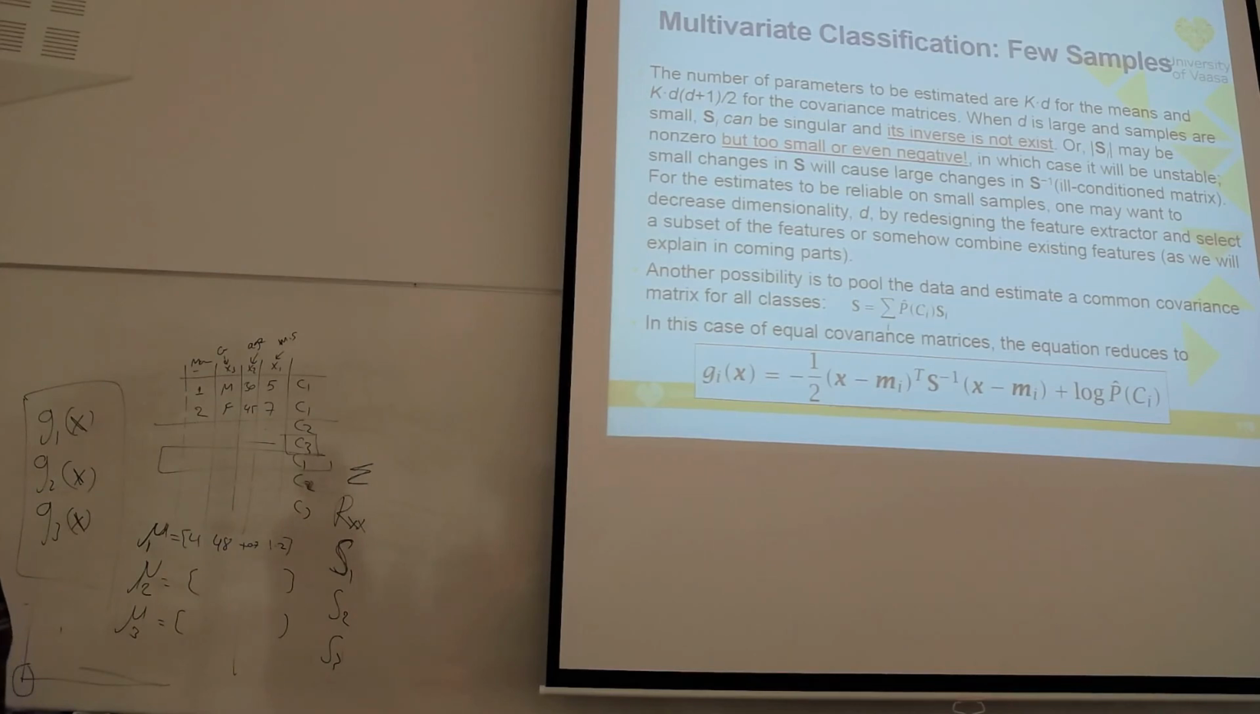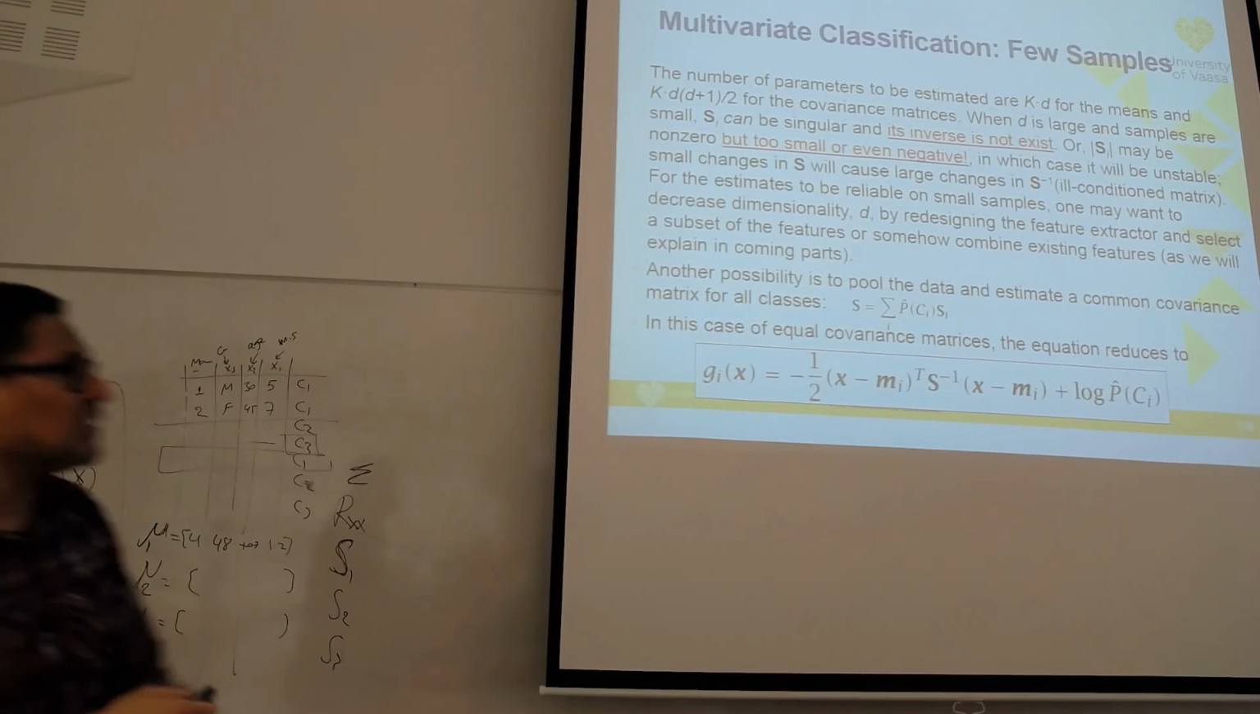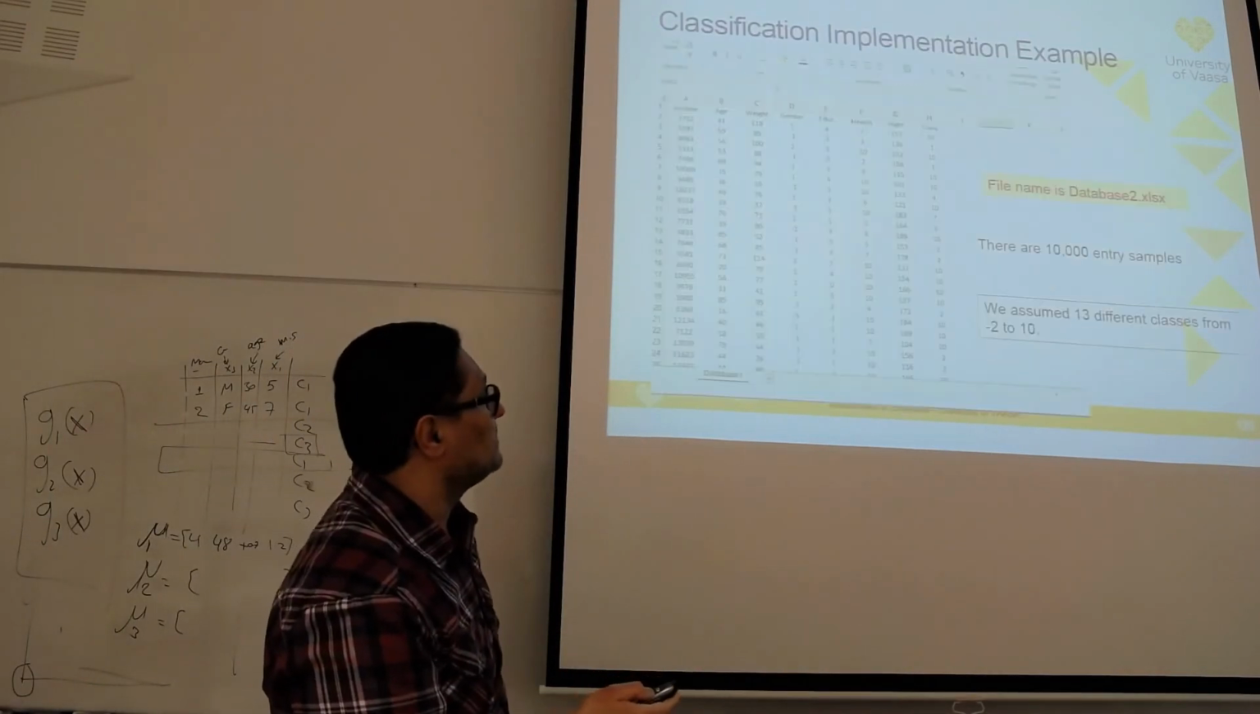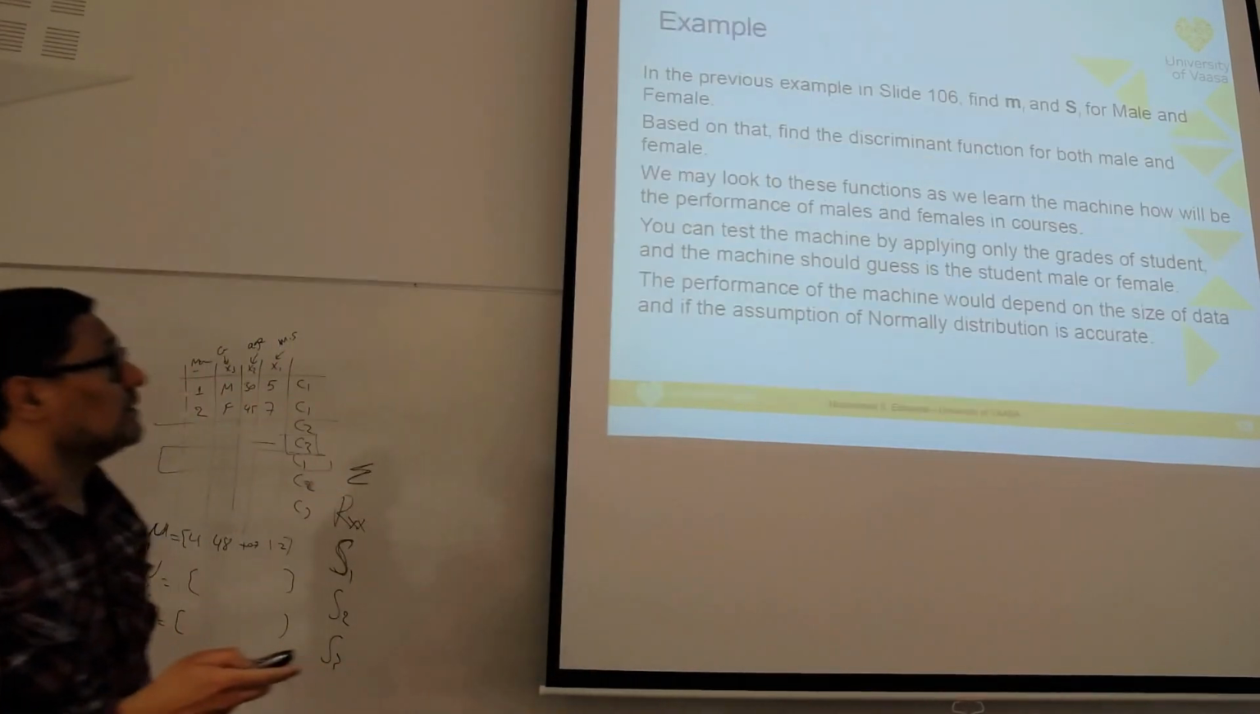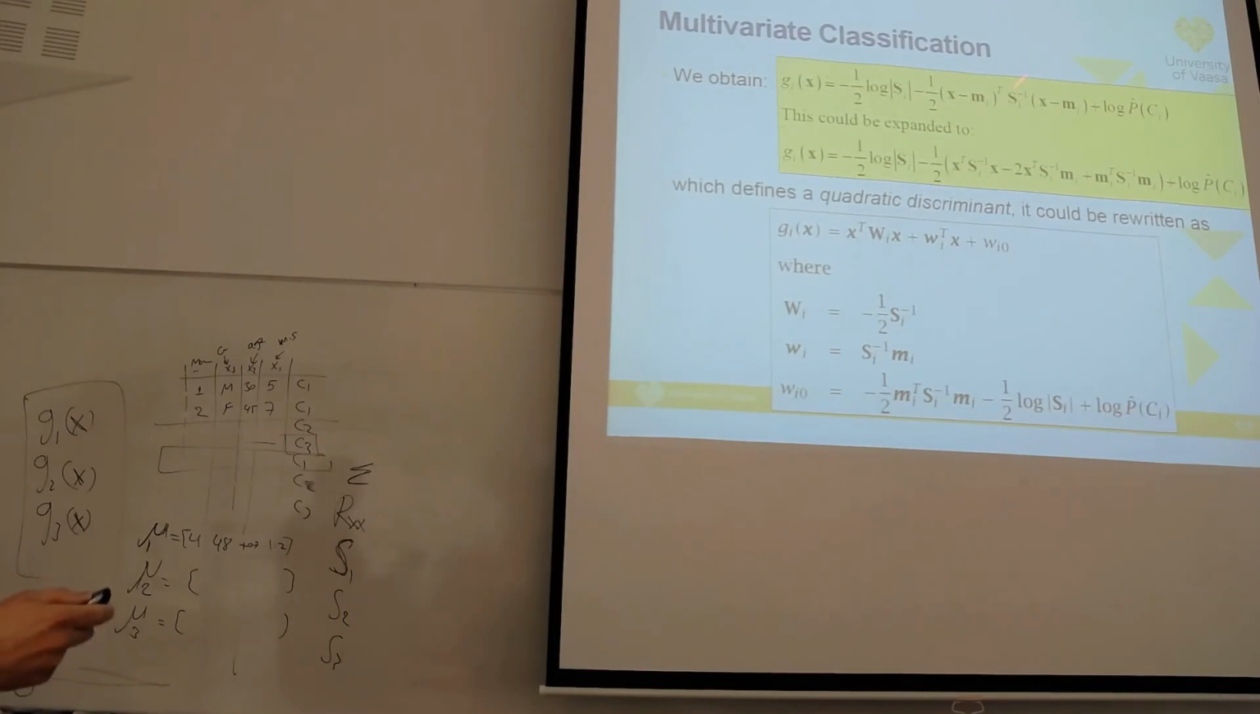a singular matrix. What is the meaning of singular matrix? It doesn't have an inverse. So here you cannot build the inverse function for that. Sorry, you will not be able to build this S inverse because it doesn't have an inverse. And this is a problem.